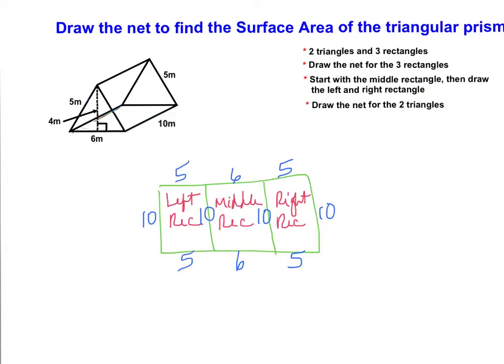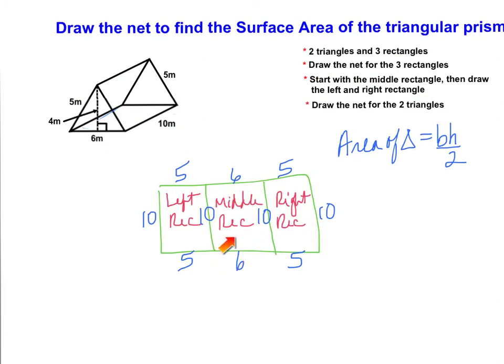Now it's time for the triangle. Where do I put it? Well, the good part here is this is an isosceles triangle because this is 5 and that's 5. But let's recall, we're finding the surface area, so we need to find the area of a triangle, which is base times height divided by 2. Here's my triangle, here's my base, this is my height, which is 4. So if my base is 6, I have to put it with the rectangle that has a side of 6, which is the middle one.